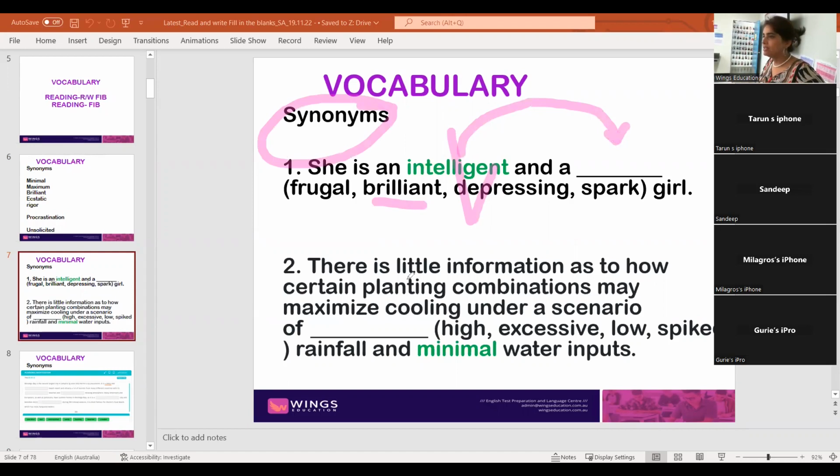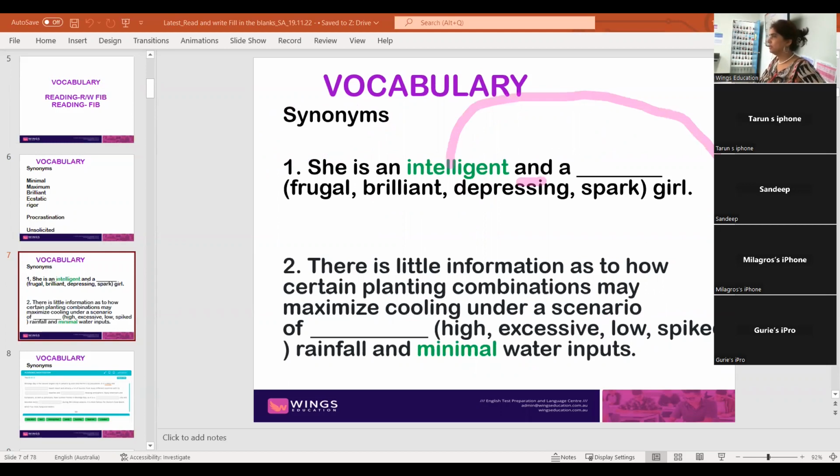Good. What about there is a little information of something and minimal water inputs? What's the answer? Low, yes, that is the synonym of minimal, isn't it? So the rule is that when you have the word and, before or after, usually look for the words before and after. There'll be synonyms that you have to follow. So remember, in the real test, this is not going to be green in color. So you've got to identify what word it's going to match with.